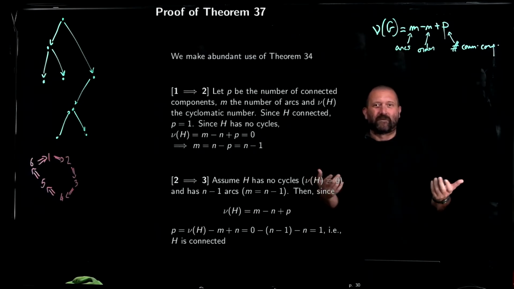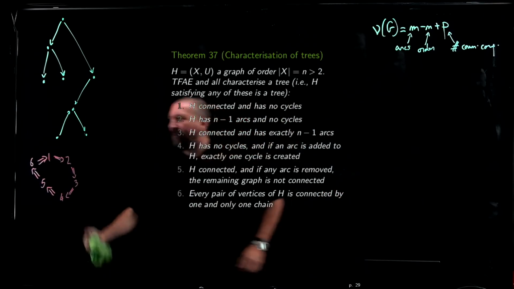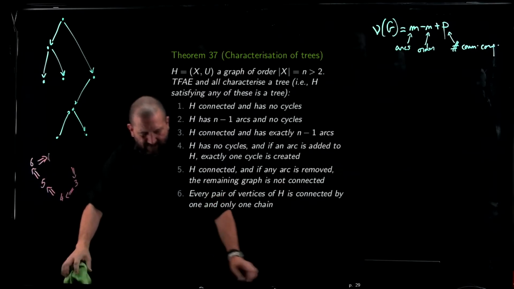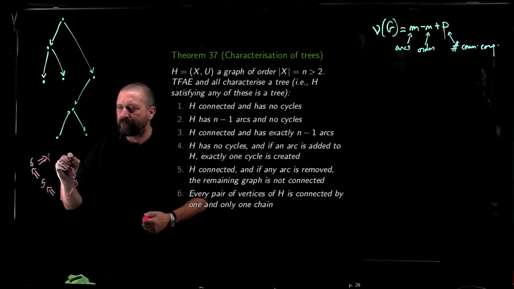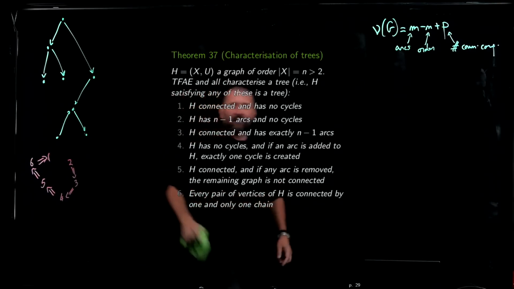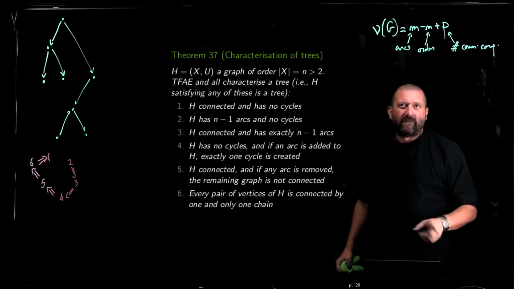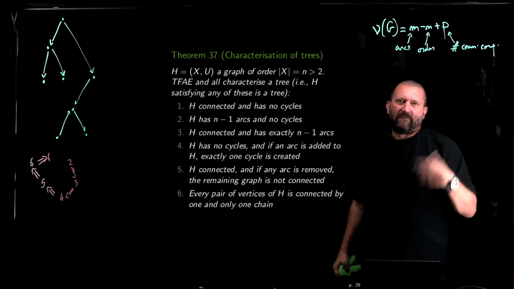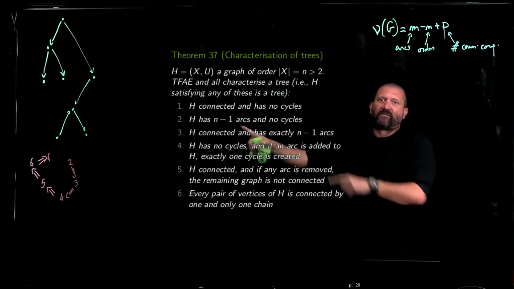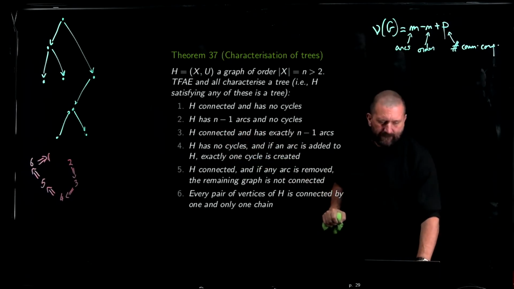Okay, so we're done. Number 2 implies 3. So we've done this. Let me take them out as we go. Oh, sorry. We've done this, but we still have 2 to 3. So now we want to show that if we have H that has n minus 1 arcs and no cycles, then it is connected and has exactly n minus 1 arcs. And again, that statement about n minus 1 arcs is in both, so what we need to show is that n minus 1 arcs and no cycles means connected.